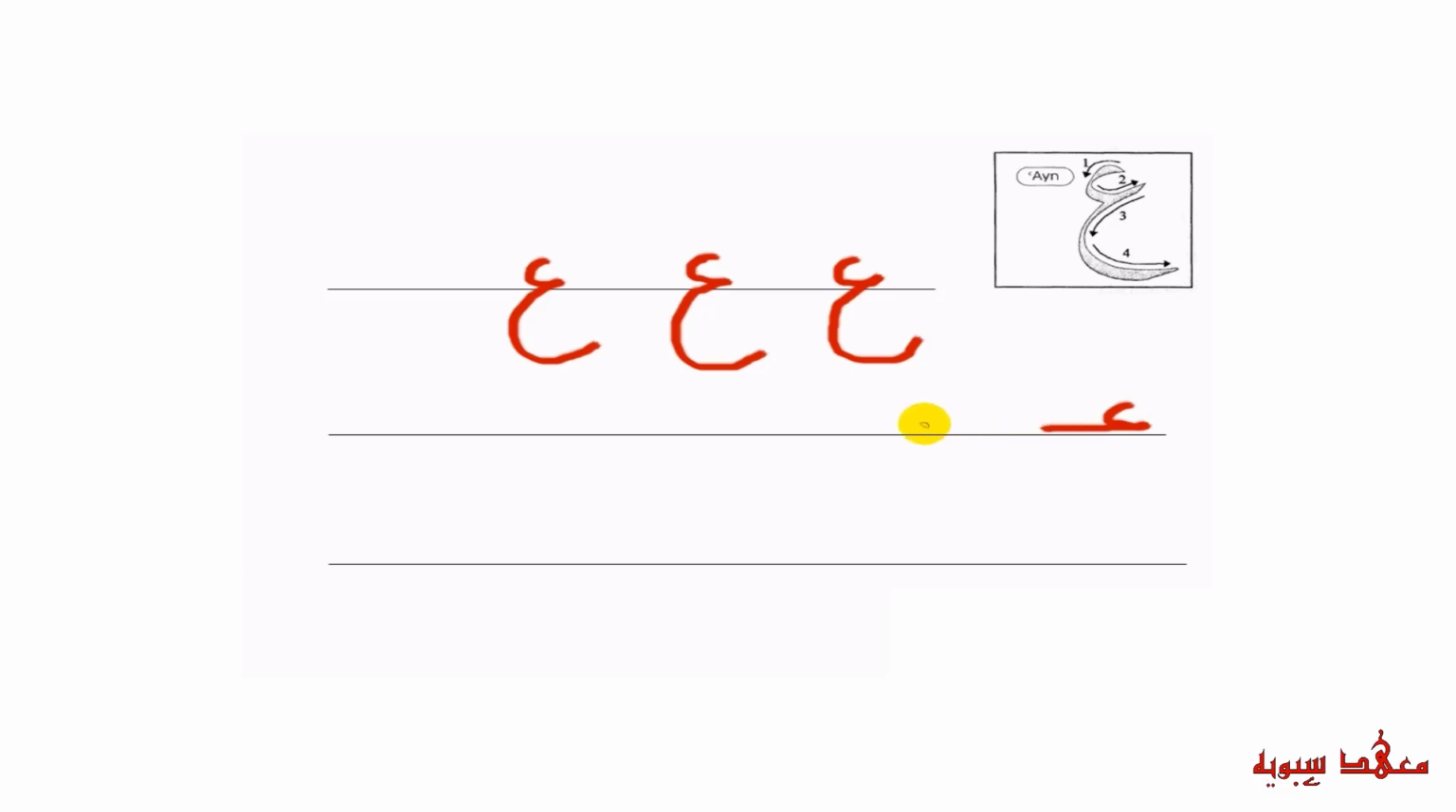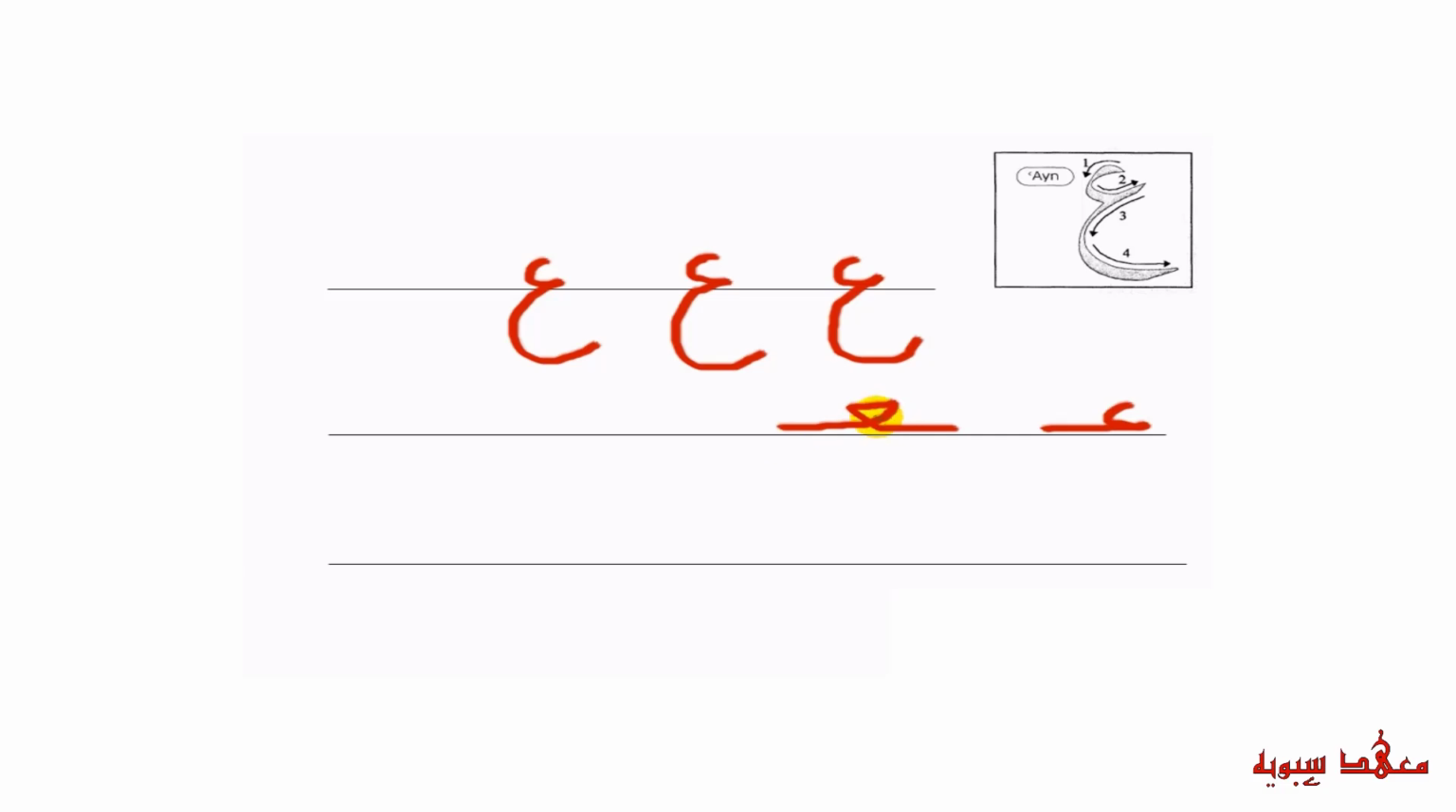In the intermediate form, it's a bit tricky, and it's different to the actual isolated form. First of all, we have the previous letter. We go a bit further, then we go up, across, and then down. So it's like an upside down triangle. And then that connects to the next letter.